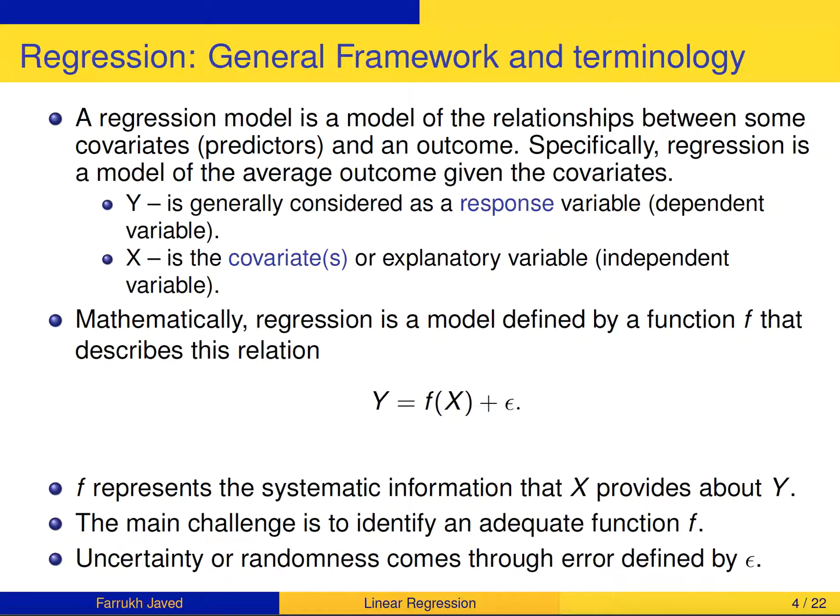So generally, we use a capital letter Y to describe the response. So Y is a response variable, which is always dependent because it depends on many other variables. It depends on many other covariates, many factors. And that's why we use the word covariate, because Y depends on those variables.